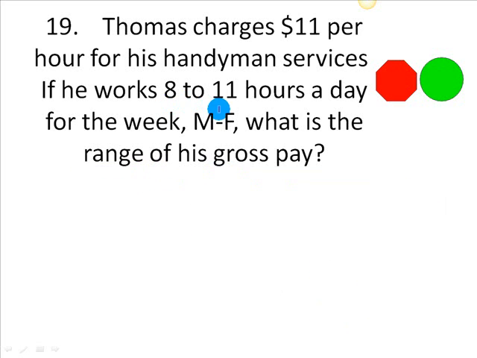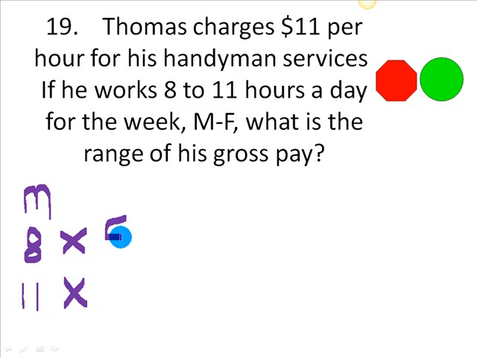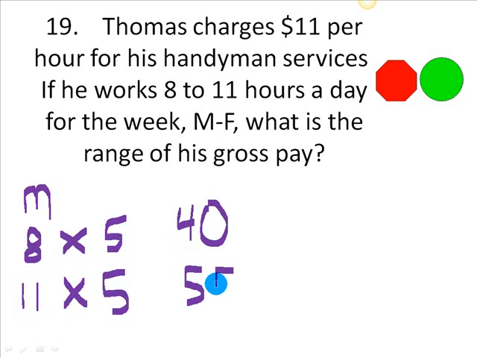Okay, well, let's see. Let's just make a chart here. If he works on Monday, he works either 8 hours as a minimum or 11 hours as a maximum, and then he works 5 days each week. So this is 8 hours times 5 days, which would mean that he would work 40 hours as a minimum, and 11 times 5 is 55. So he would work 55 hours at a maximum.